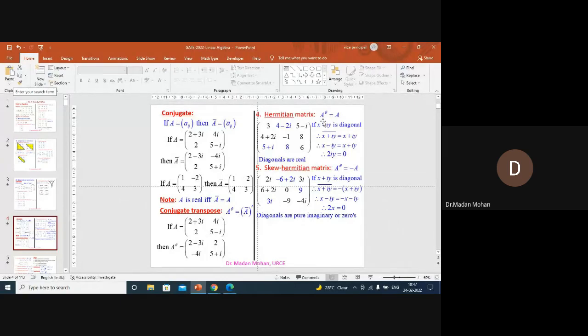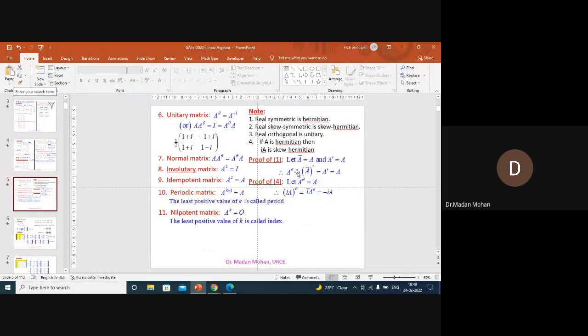Using this operation, we classify the matrices. If A power theta equals A, we call it Hermitian matrix. A power theta equals minus A, skew Hermitian matrix. In a Hermitian matrix, the diagonal elements are real. In a skew Hermitian matrix, the diagonal elements are pure imaginary, i times something, or 0, i times 0 is 0. Next, A power theta equals A inverse.